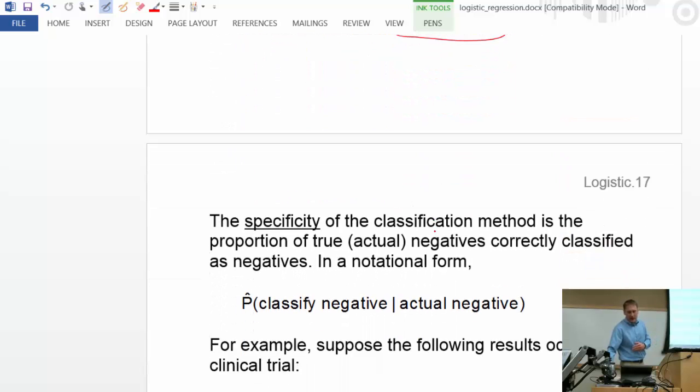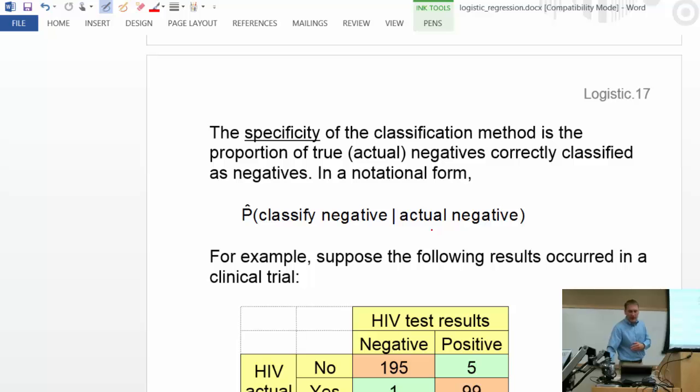So that's the sensitivity. The specificity then is kind of the opposite, where given that an individual is actually negative, what's the estimated probability that they are classified as negative? Again, it's a conditional probability.